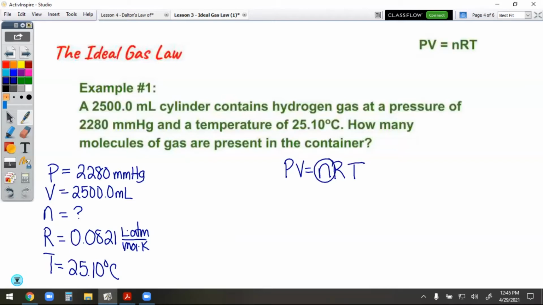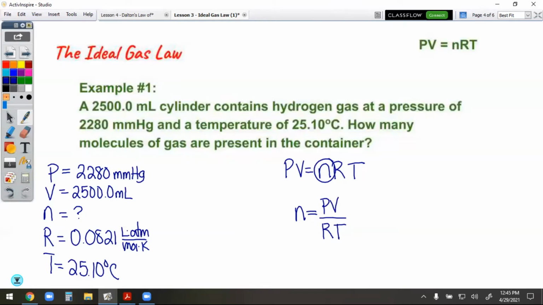So we have PV equals nRT, but we're solving for n, the number of moles. So we're going to wind up with an equation that is n equals PV divided by RT. Now, before we can substitute into that equation, we have to go back and do a unit check. Do all of our units match the units that we need in order to use the ideal gas law equation? The short answer to that is no. We have to convert our pressure, volume, and temperature before we can use it in our equation.